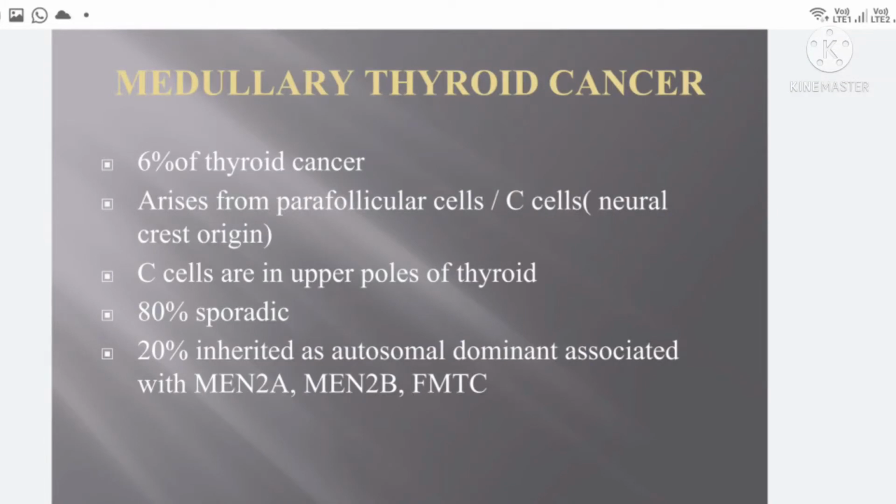Medullary thyroid cancer is found in up to 6% of thyroid cancers. In about 80% of the times this medullary cancer of the thyroid will be sporadic, while 20% is inherited as an autosomal dominant disorder and usually associated with syndromes like MEN type 2A, MEN type 2B, or familial medullary thyroid cancer.